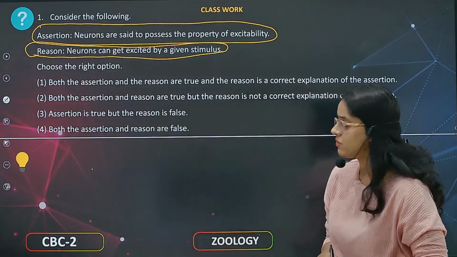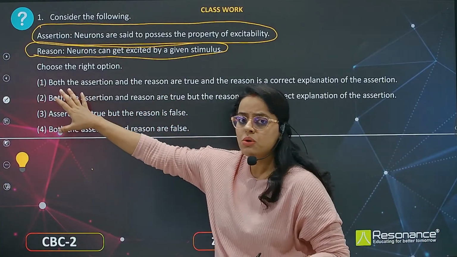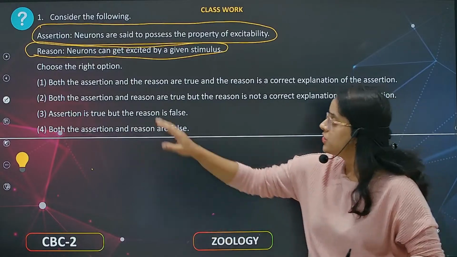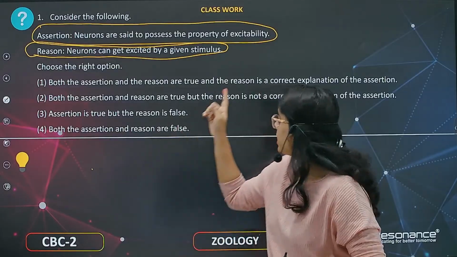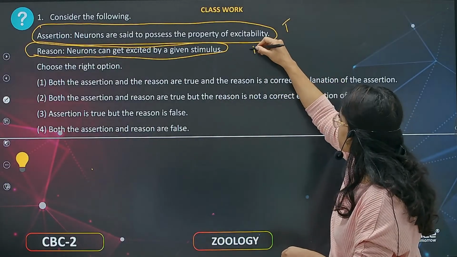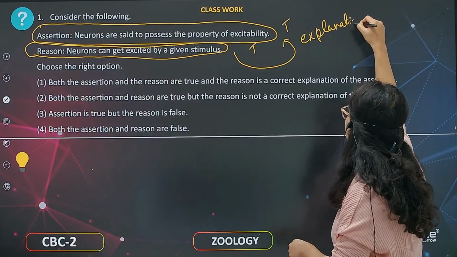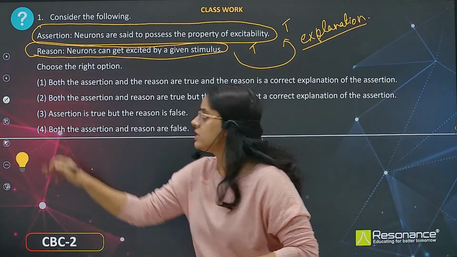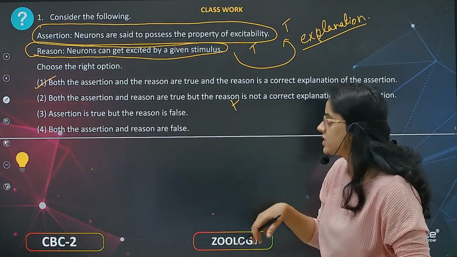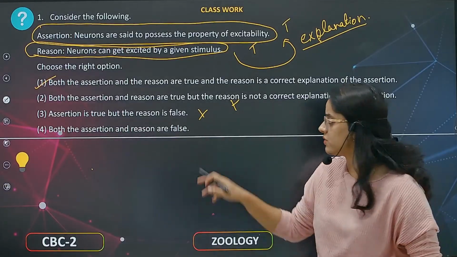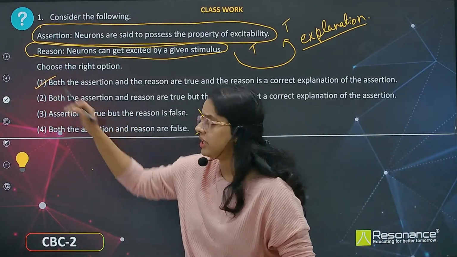We have already attempted assertion reason questions in our previous worksheets, so you must know how to give the correct answer. Choose the right option. Both the assertion and reason are true, and the reason is the correct explanation of the assertion. Yes, this is a true statement, this is a true statement, and the reason is giving the explanation for the assertion. So the answer is going to be option 1. Both true but the reason not the correct explanation is a wrong statement. Assertion true and reason false is also not required, and both false is also not required. So this is the correct answer.